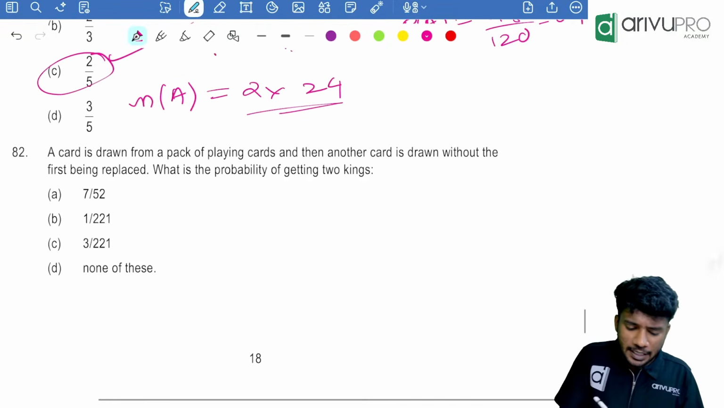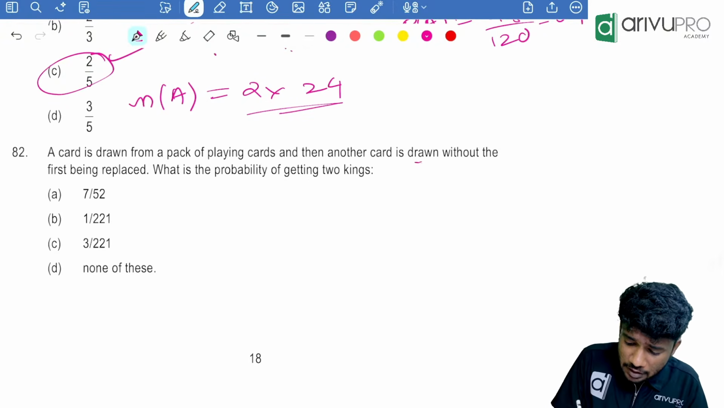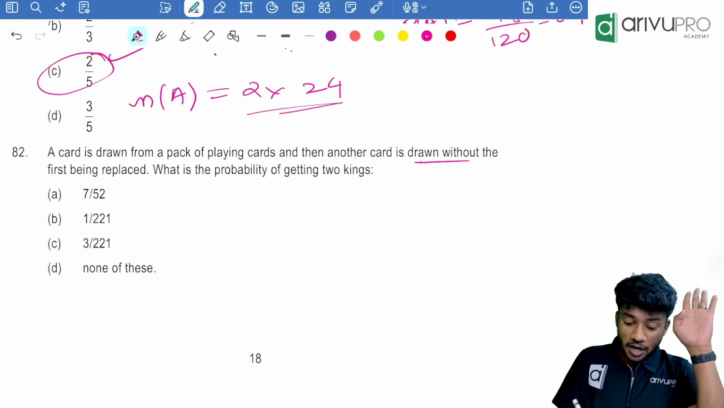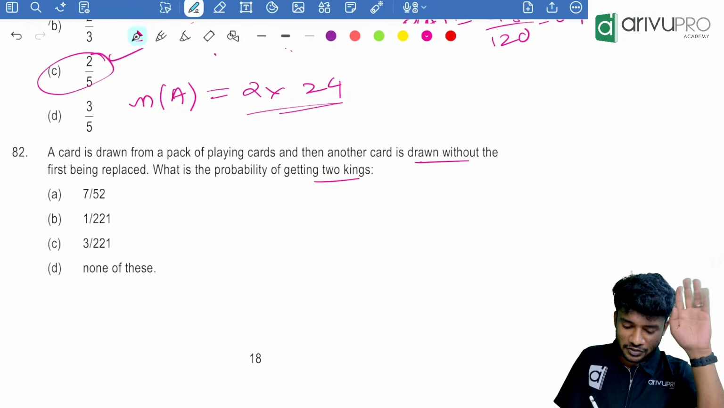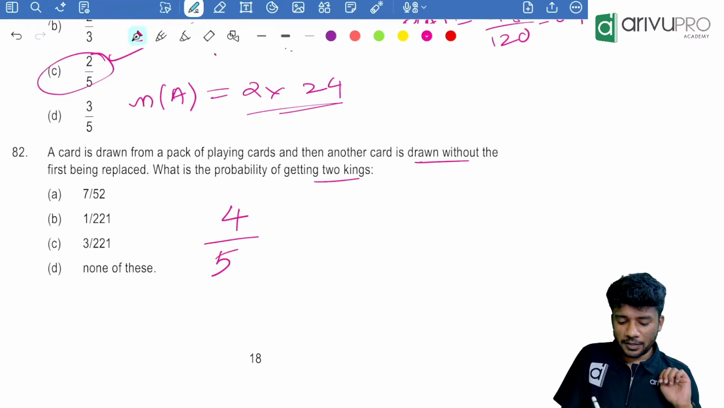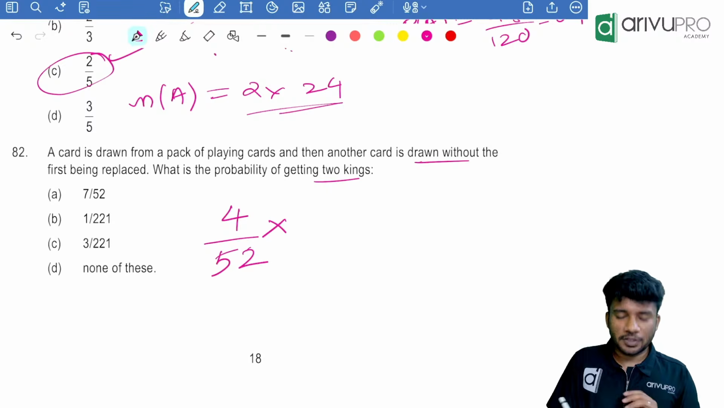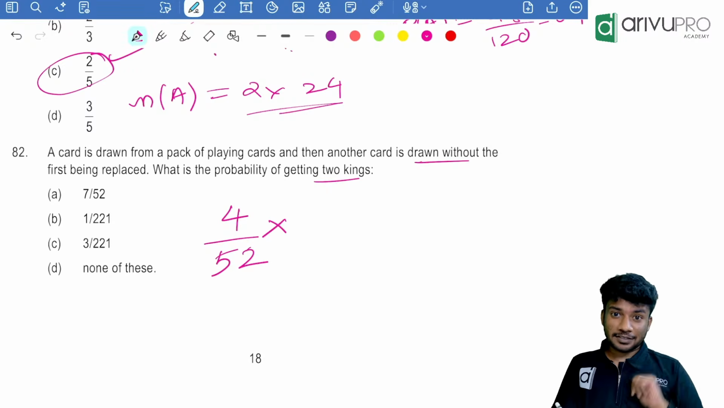Next one, people. A card is drawn from a pack of playing cards. Okay. And then another card is drawn without being replaced. That means no replacement is there. First, what is the probability of getting 2 kings? That means both the cards should be king. First case, when I draw a card, it should be a king. The probability of getting a king from 52 cards is how much now? 4 by 52 into 1 card I already took. How many are remaining? 3 kings are remaining.